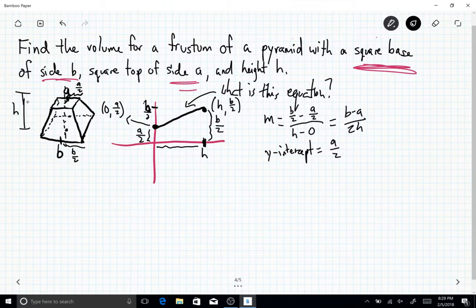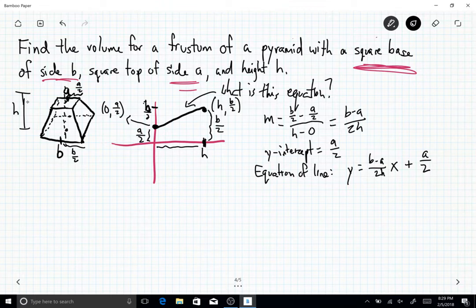So that's where we had some choices. We could have started by setting it up at b over 2 if we wanted and try and build up the other way. Either way works. So in regards to this now, this means our equation of the line, just by using our point slope formula, you get y equals b minus a all over 2h, all times x, plus a over 2. Wowzers, right?